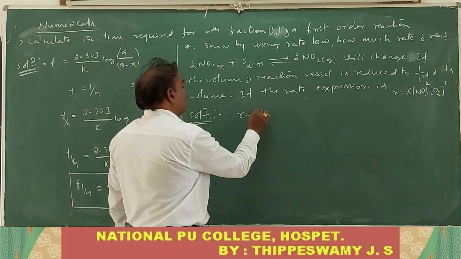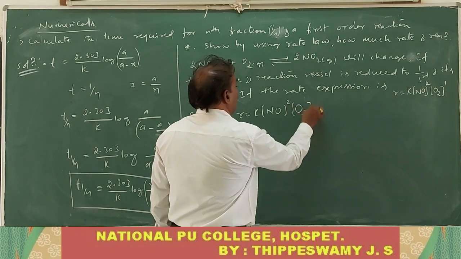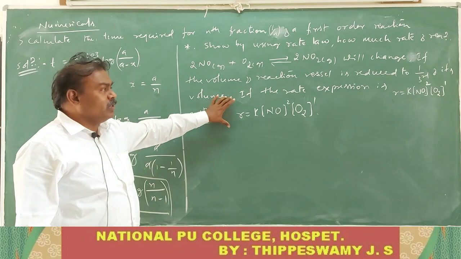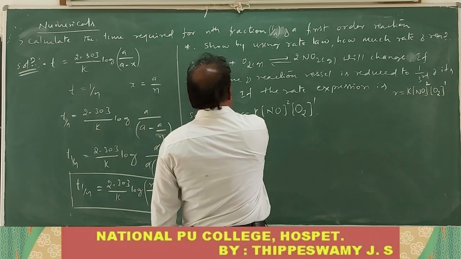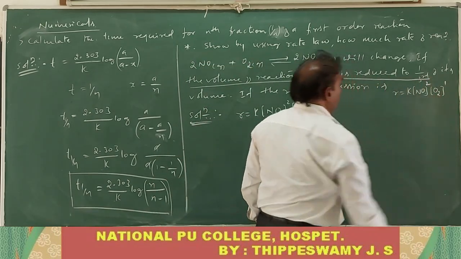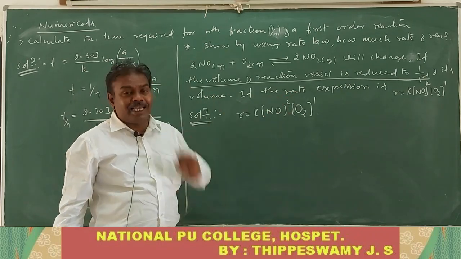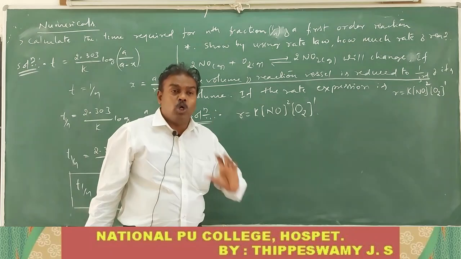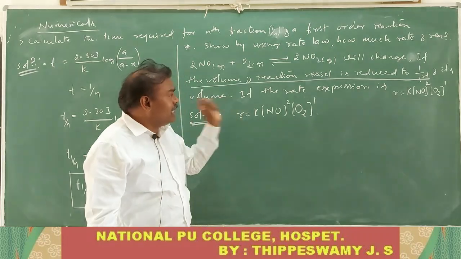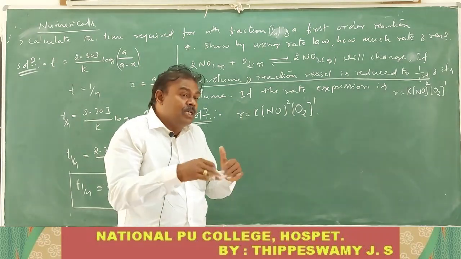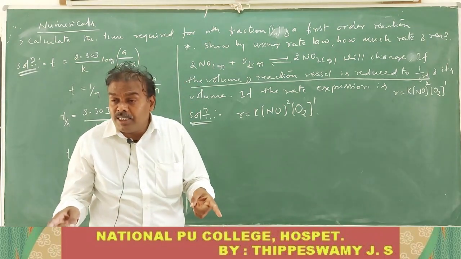R is equal to K into molar concentration of NO to the power 2 and O2 to the power 1. Now this is the rate expression. You have to understand the term. If you know that the volume of the reaction vessel is reduced to 1/3 of its volume, usually when the volume is reduced, the concentration of reactant increases. If the volume increases, the concentration of reactants decreases only.